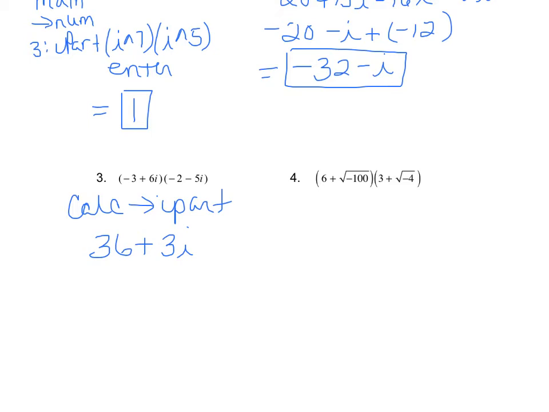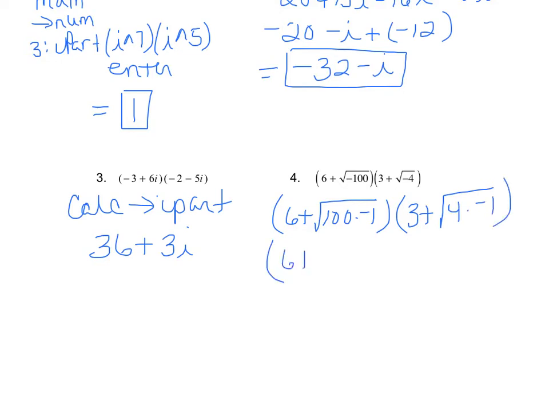Let's take a look at number 4. With number 4, I can't use I part right now because I have radicals. So let's see if we can get rid of those negatives under the radical. Remember, you can't do anything with complex numbers when you still have a negative under the radical. Alright, so we'll have 6 plus, 100's a perfect square root, so we'll leave it as 100 times the -1. Times 3 plus, 4 is a perfect square root, so we'll write it as 4 times the -1.